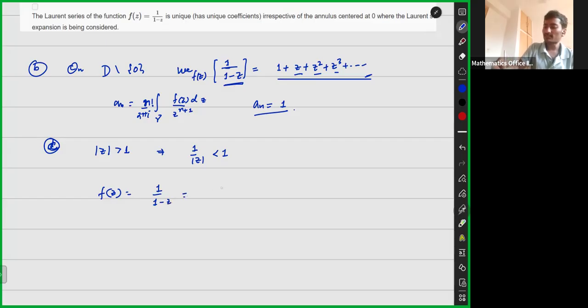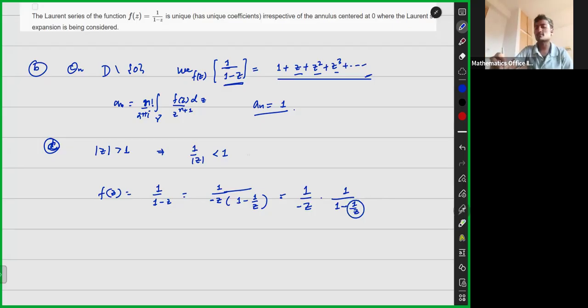1 by 1 minus z, this can be written as, we can take minus z common. Then 1 minus 1 by z. When you multiply this minus z inside, you get minus z and plus 1. Okay, fine. Now we are fine. This is equal to 1 by minus z into 1 by 1 minus 1 by z. Now this 1 by z has modulus less than 1. Use this.